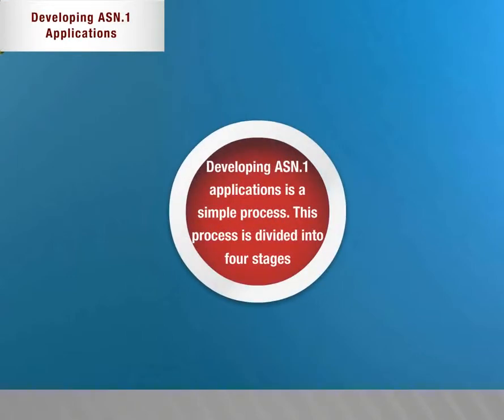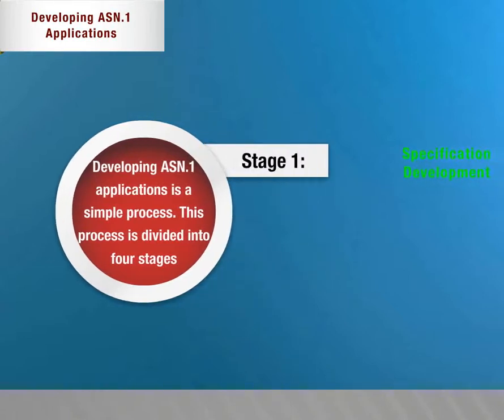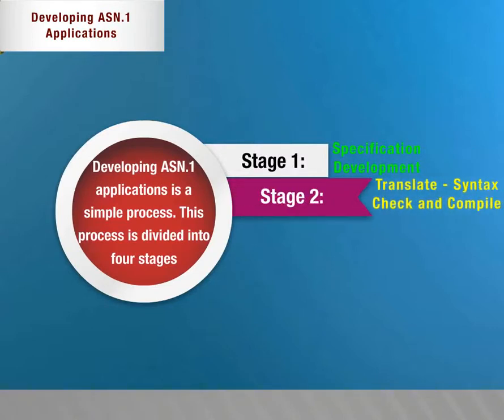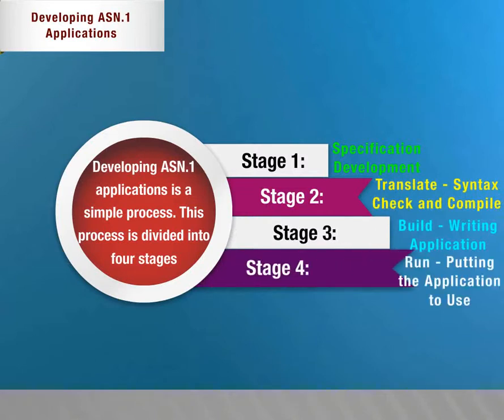Developing ASN.1 applications is a simple process. This process is divided into 4 stages. Stage 1. Specification development. Stage 2. Translate. Syntax check and compile. Stage 3. Build. Writing application. Stage 4. Run. Putting the application to use.